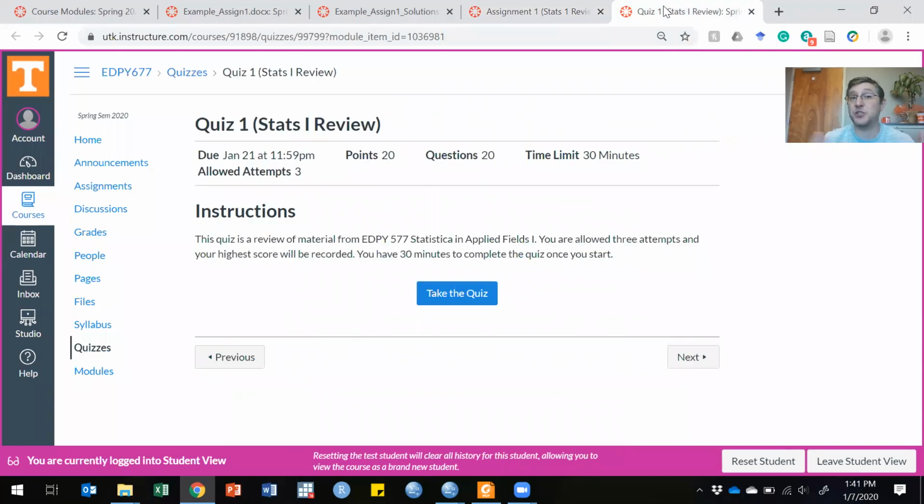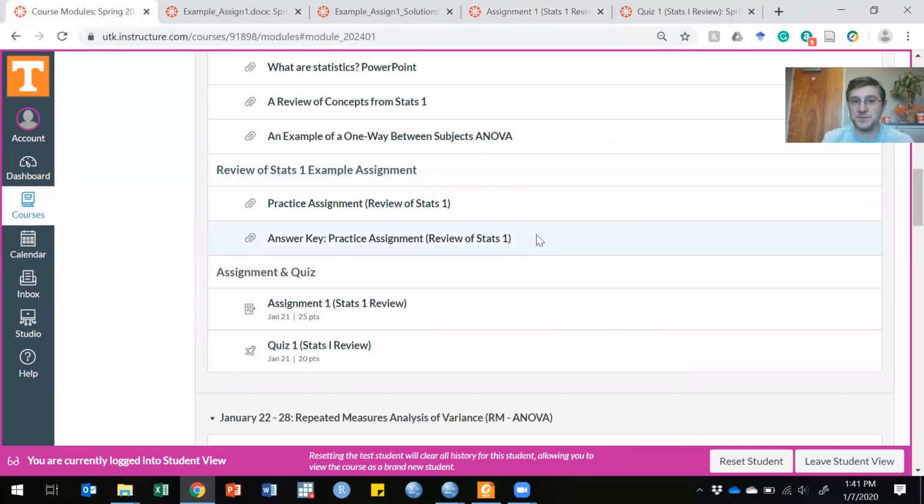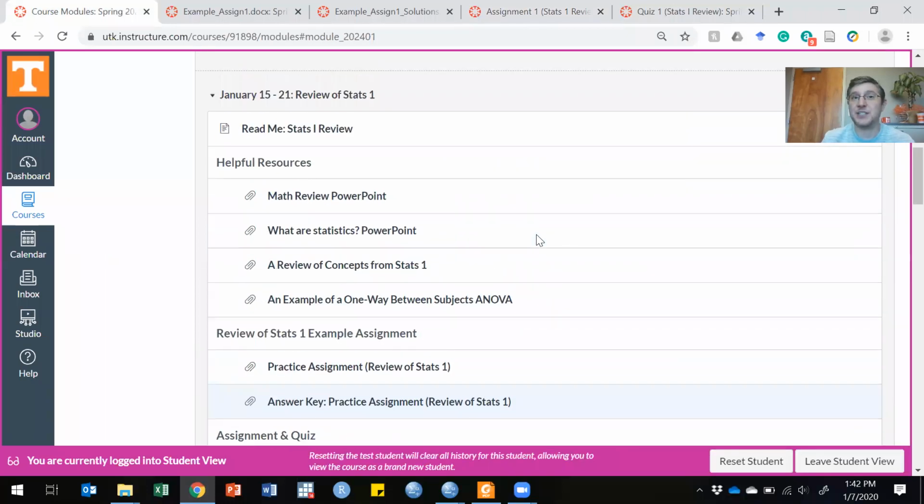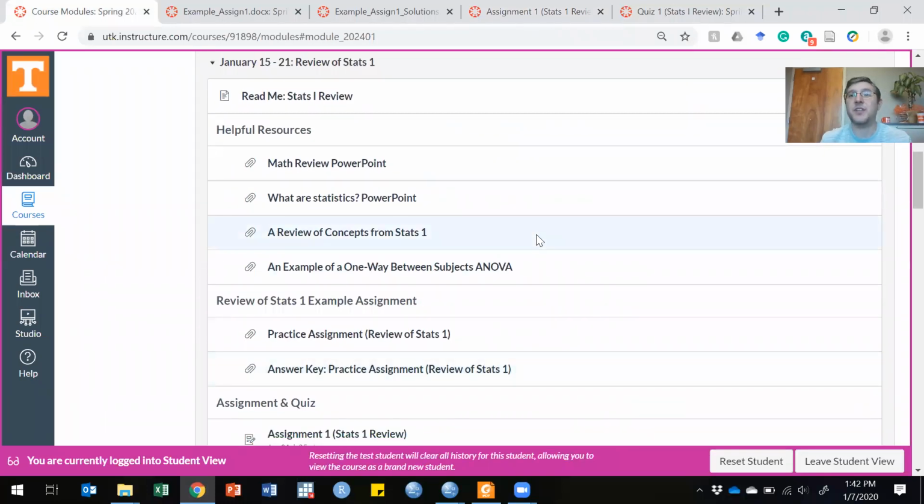And then, as always, there's a quiz for this module. And that's basically all that we have going on this week. I want to give us some time to make sure we're caught up on the concepts we learned in the previous class, because we're going to build off all of those for the rest of the semester. So I want to make sure we have a solid foundation. So let's take the time now to get that foundation.